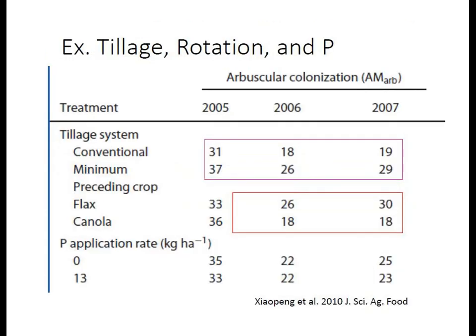The next slide, which is an example of tillage and rotation and phosphorus, is work done with wheat, looking at flax and canola preceding the spring wheat. We did this for 3 years, and we also looked at tillage in terms of conventional tillage and a minimum tillage, so still some disturbance with the seeding though. Over the 3 years, we can see that the minimum tillage had higher colonization of these fungi in the spring wheat.